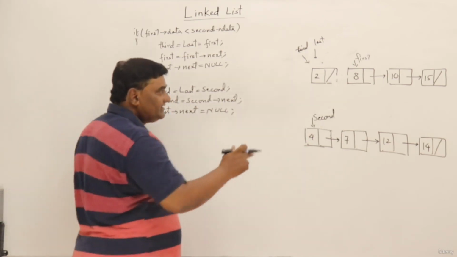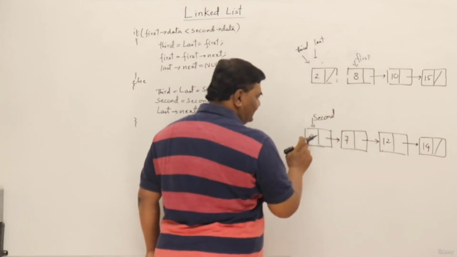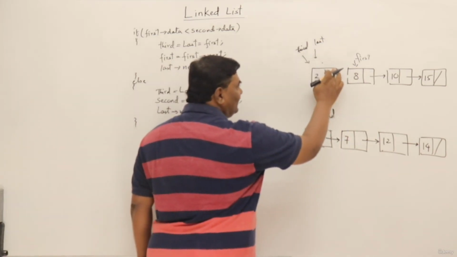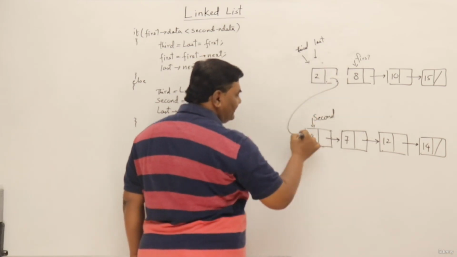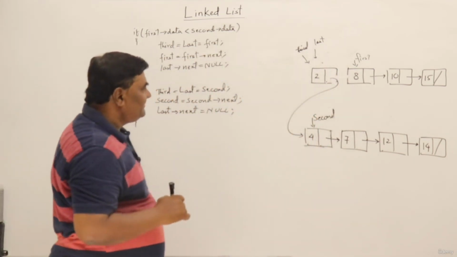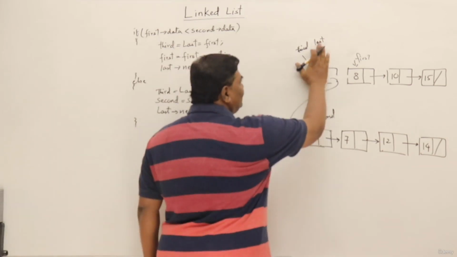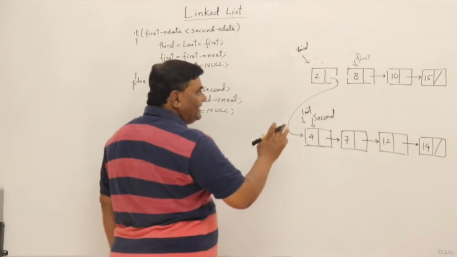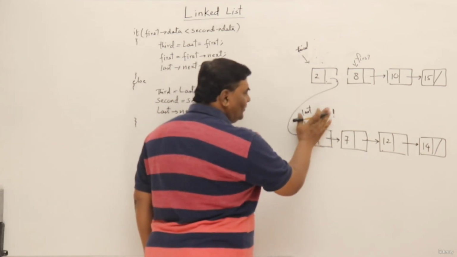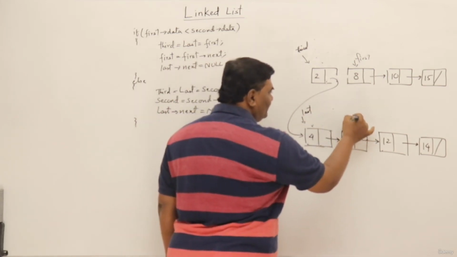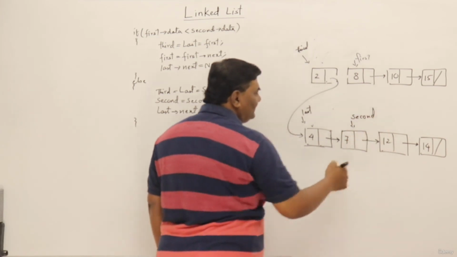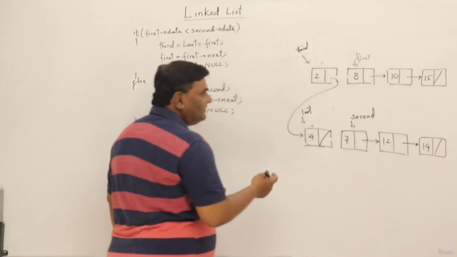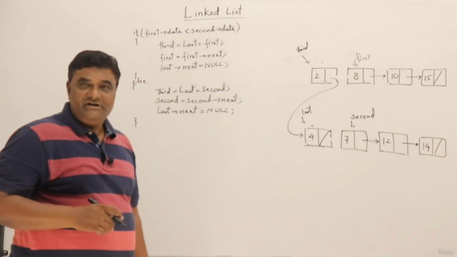What were the repeating steps? Compare the data of first and second, whichever is smaller. Now this is smaller. So make last next point on this one. This is one step. Then bring last on this node. This is the second step. Then if it is first or second, whoever it may be, it should move to next node. Okay, second is moving to the next node. Then make last next as null.